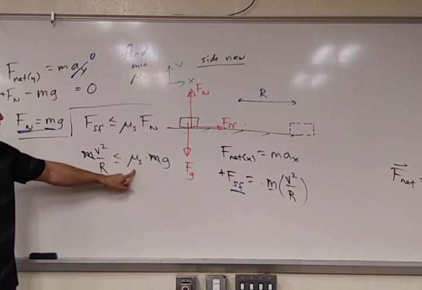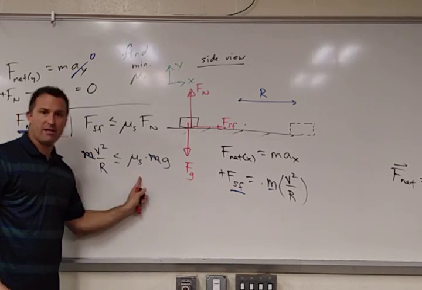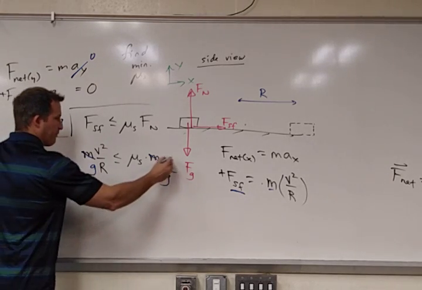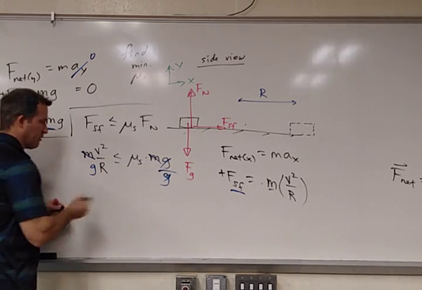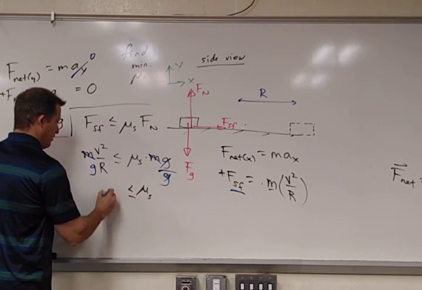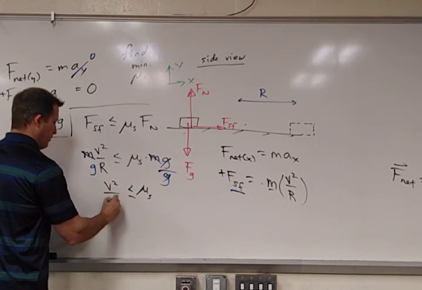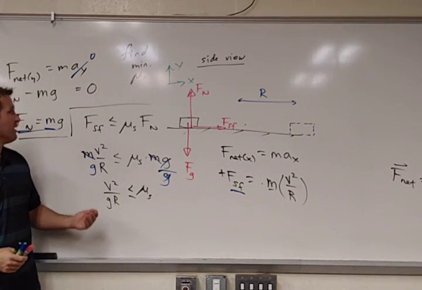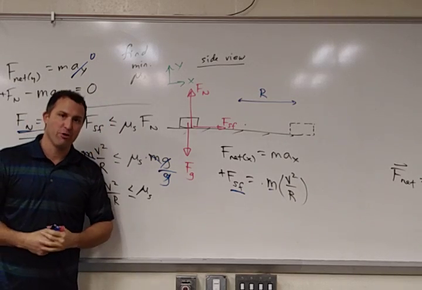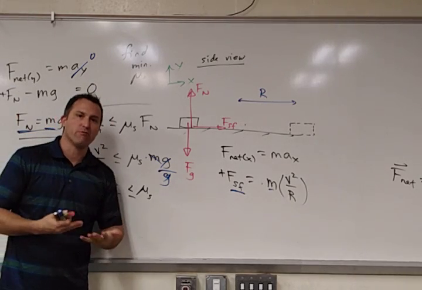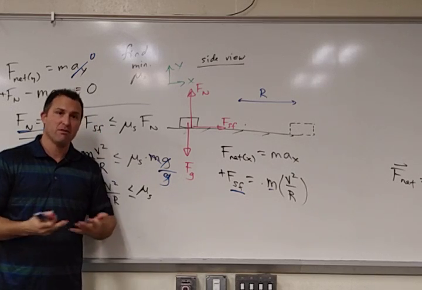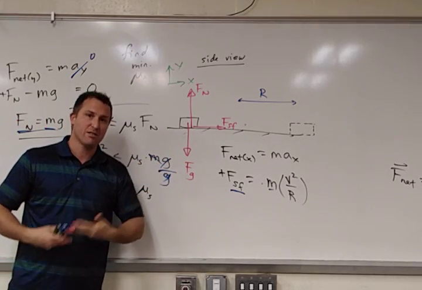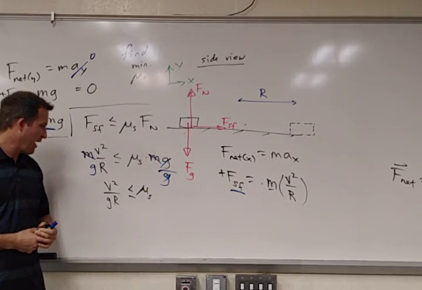And I think I want to find out as much as I can about mu sub s. So let me divide both sides by g. And so what I'm going to conclude here is this. And now our final argument is we want to find the minimum value of mu sub s. In other words, the minimum value of the roughness of those surfaces. If the surfaces aren't very rough, if it's too smooth, then this car will slide and it's not going to move in this circular path.